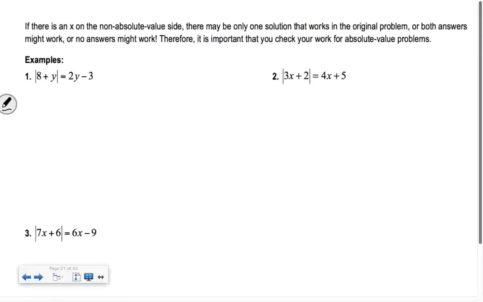So we're going to set it up the same way. We're going to isolate the absolute value. So number 1, is it isolated? Yeah, actually all 3 of these are isolated. That was nice of me. I should have made a messy one.